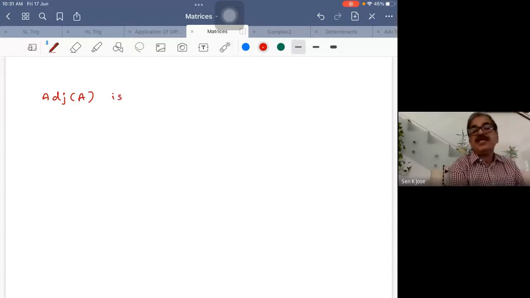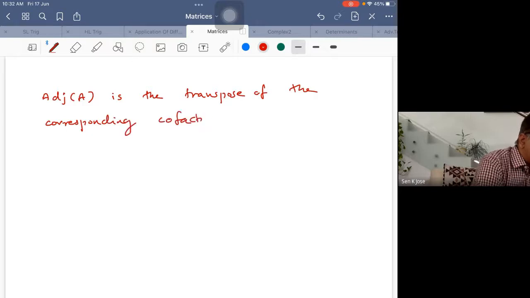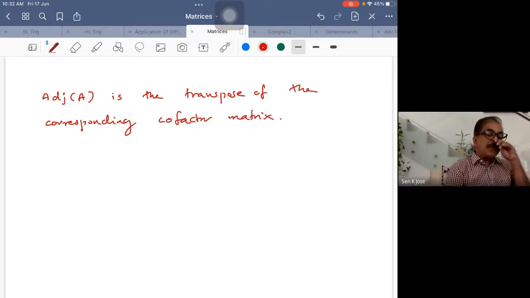This is how you write it: adj A. Adjoint of a matrix is the transpose of the corresponding cofactor matrix. Adjoint of a matrix A is the transpose of the corresponding cofactor matrix. Now, what is a cofactor matrix? A cofactor matrix is a matrix obtained by replacing every individual element by its corresponding cofactor.